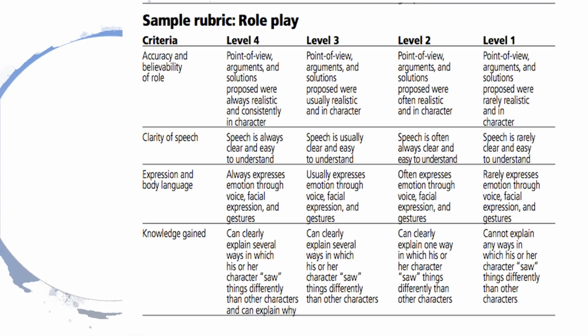Here is a good example of a rubric. The students are to perform a role play. There are 4 different aspects to be assessed, read from top down: accuracy and believability of role, clarity of speech, expression of body language, and knowledge gained. And there are 4 levels, or grades if you please, read from left to right.